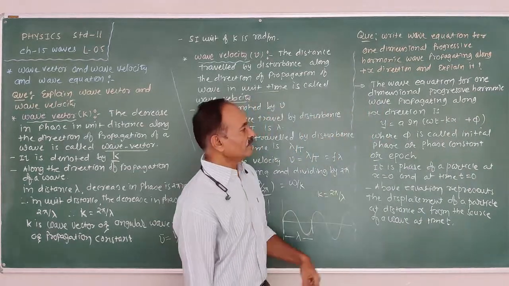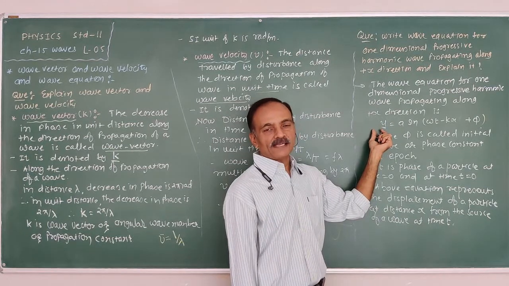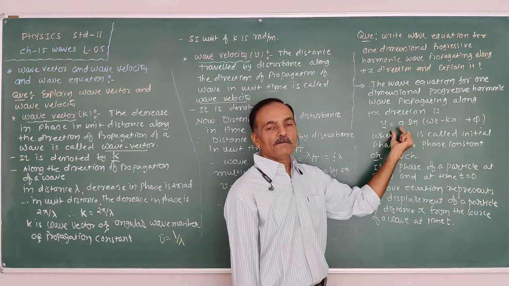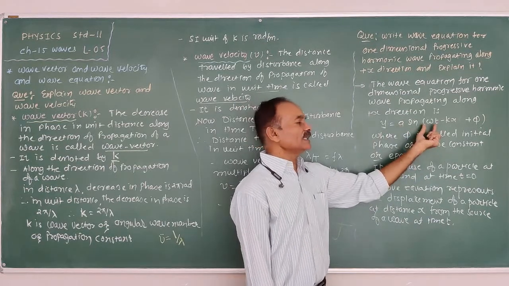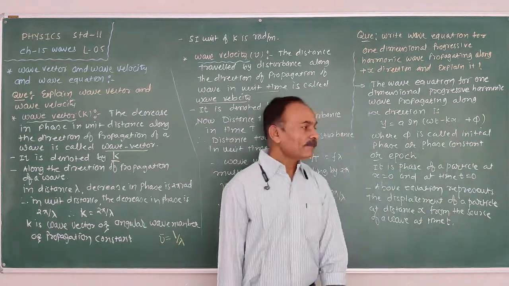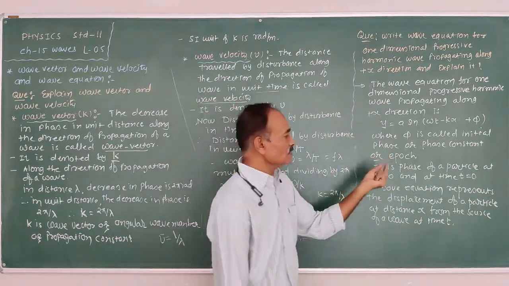Now we know that y is the displacement of the particle taking part in the propagation of a wave. A is the amplitude of the wave, omega is the angular frequency, k is the wave vector, and phi is the initial phase or the phase constant or the epoch.